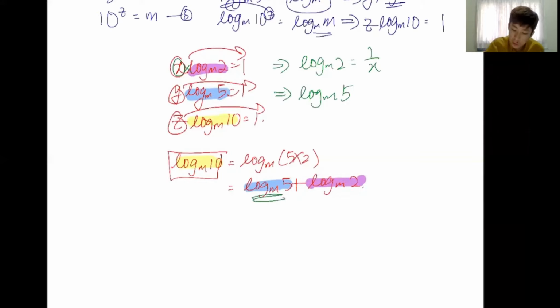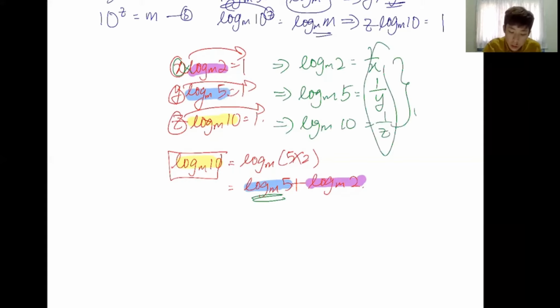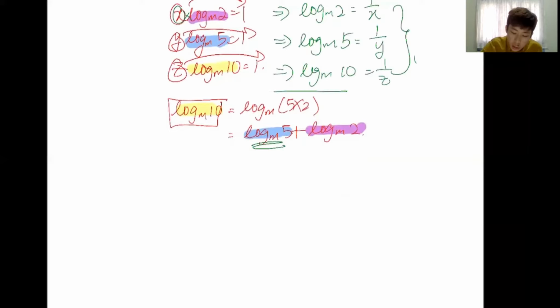Because I have log base m of 5 here, it's equal to 1 over y as usual, same thing. Then what is log base m of 10? You bring z over 1, so 1 over z. So beautiful. Now I have these three things isolated, and all these three are in base m. And I have 2, 5, and 10, which are nice numbers because 2 times 5 equals 10. Okay? Then I worked this out already.